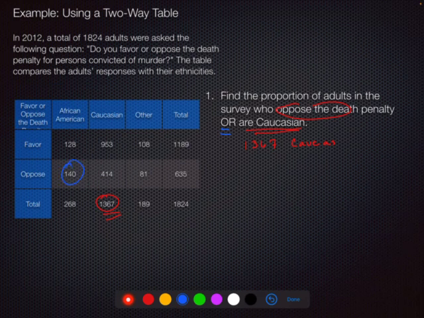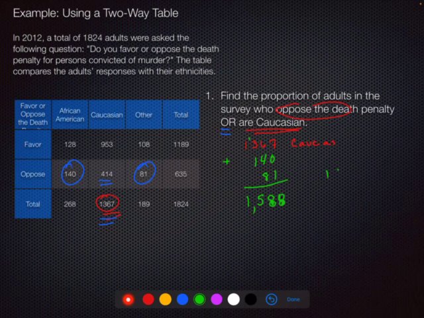So we got 140 African Americans, we got 81 other. We also had the 414, but the 414 is already included in that 1,367. So all we have to do now is add on the 140 for the African Americans who opposed it, and the 81 for the other groups that opposed it. Let's get a total here. It's 1,588 opposed it or are Caucasian.